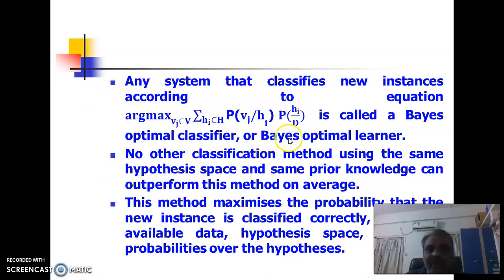So this is about the Bayes optimal classifier or Bayes optimal learner. I hope you could understand this concept clearly.